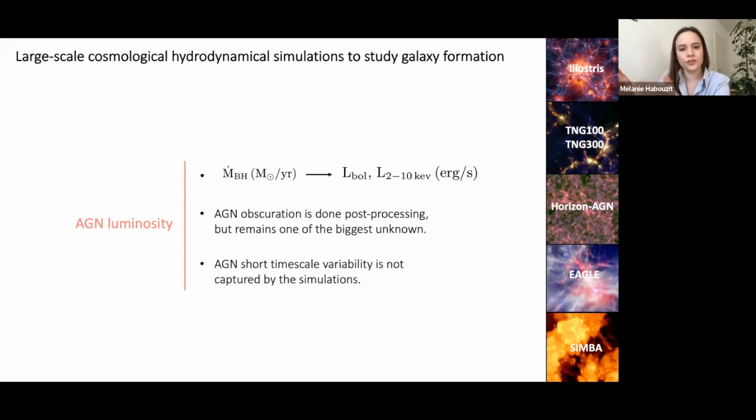The second thing is that those simulations, although they have a nice resolution, do not resolve short timescale variability for the AGN. So this is also something that we can correct for in a post-processing fashion.